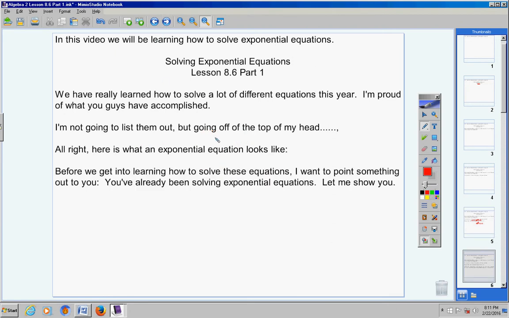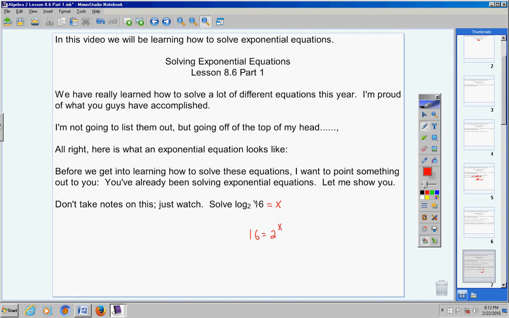Before we get into learning how to solve these equations, I want to point something out to you that's kind of funny. You've already been solving exponential equations. You've already been doing it. Let me show you. Don't take notes on this, just watch, okay? If I asked you to solve this logarithm right here, you would set it equal to what, remember? X. Then you'd write it exponentially so it would look like this. Booyah, look at what you have.